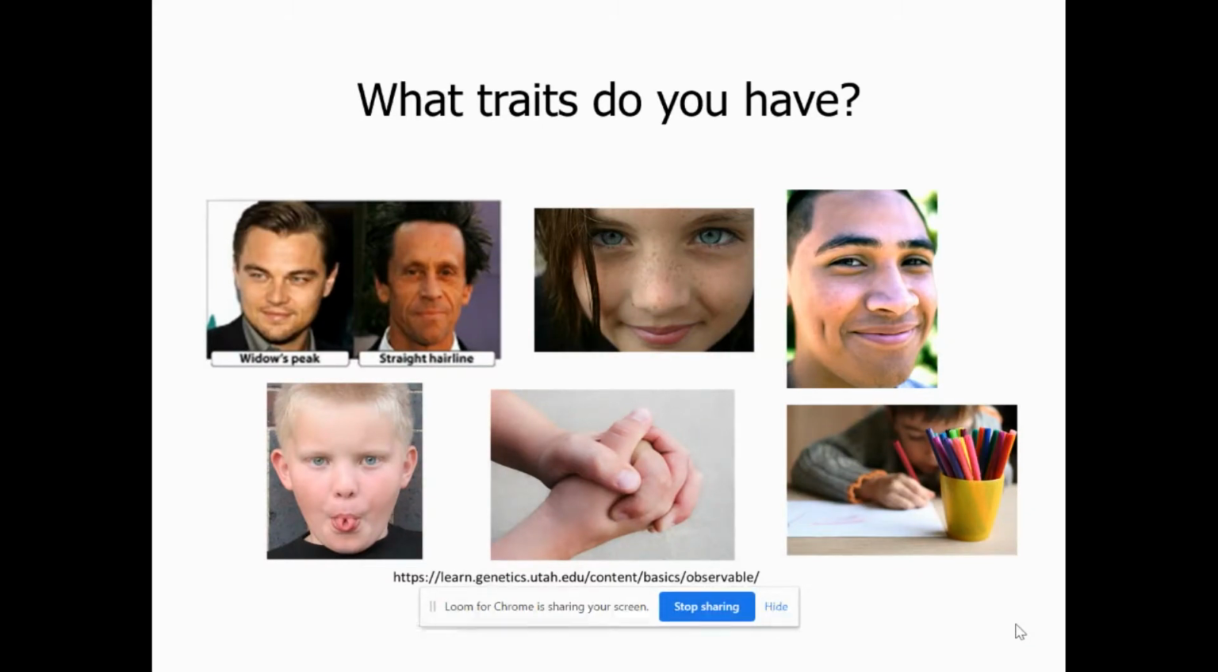So what traits do you have? This is just kind of something for fun. And I mentioned that usually there is a dominant or recessive trait, but it's not following Mendelian genetics most of the times because of the complications that we talk about and some of the exceptions.